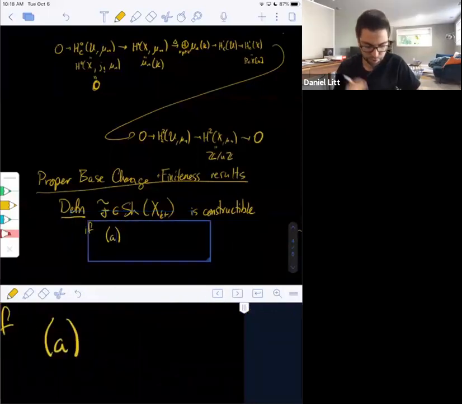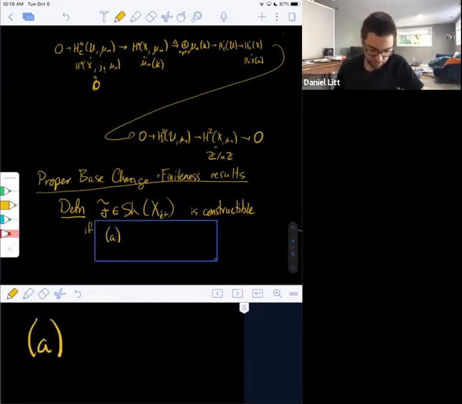So what are these conditions? One is a finiteness condition, and the other one is a kind of condition about the shape of the sheaf. So it's saying that at least it doesn't look too different from a locally constant sheaf. So what's the definition? First of all, there's this condition on the shape.